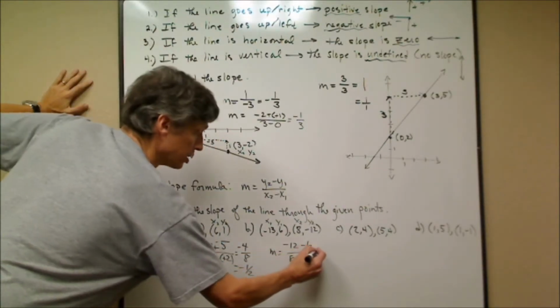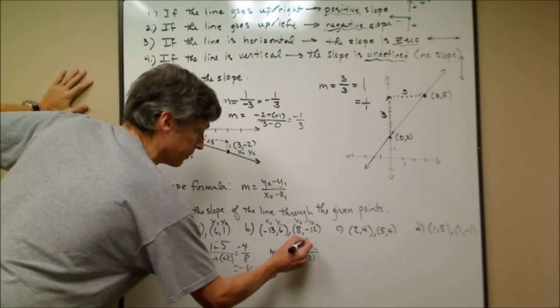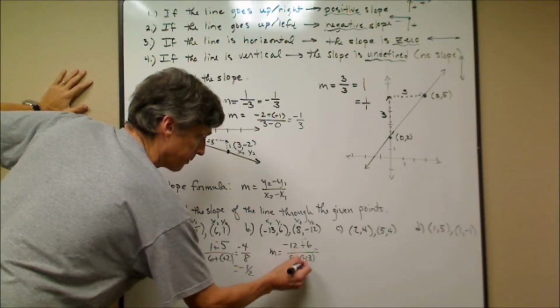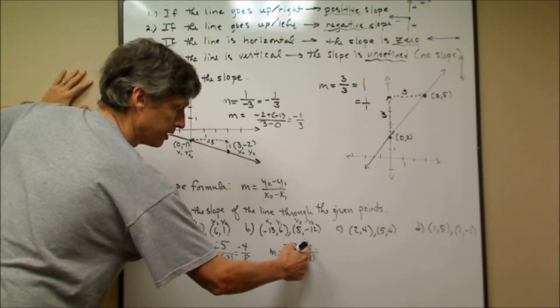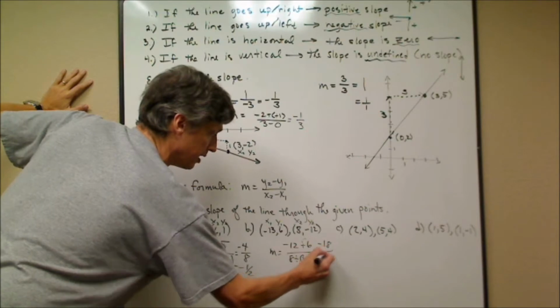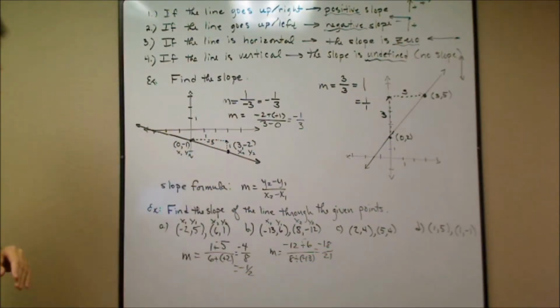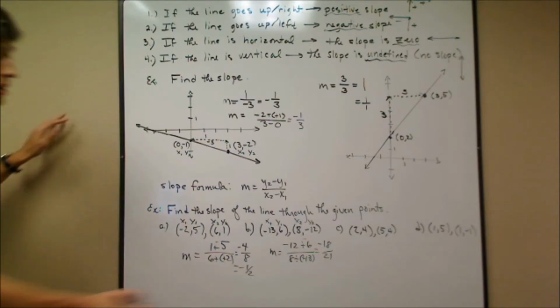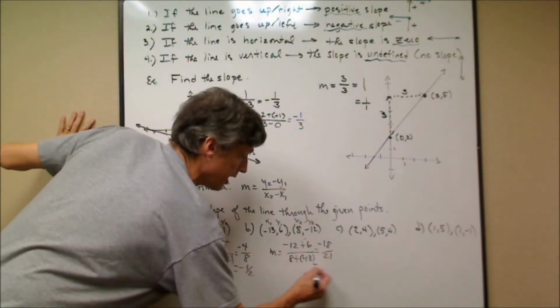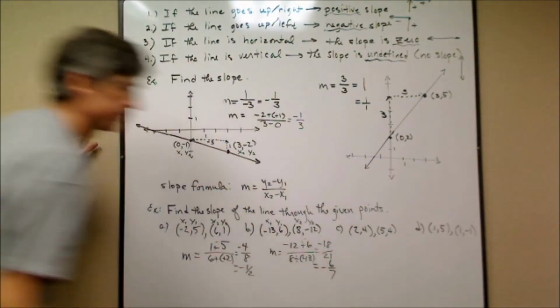Again, two non-traditional subtractions. Change it to adding the opposite, change it to adding the opposite. So this is negative 12 plus negative 6, which is negative 18. 8 plus 13 is 21. Now this doesn't give me an integer, but it does reduce because I could divide top and bottom by 3, and I get negative 6/7.